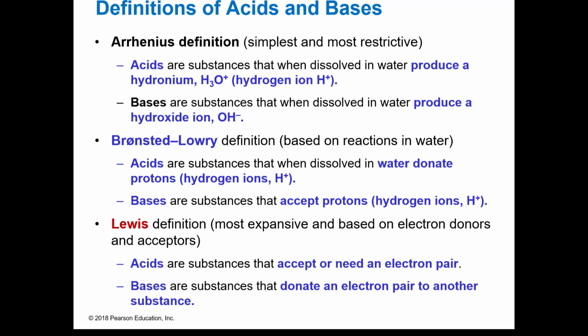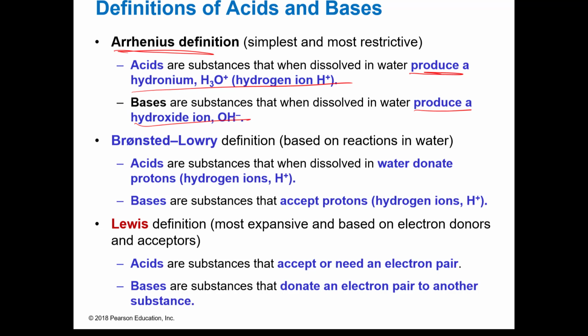So we've had several definitions of acids and bases through the centuries. The simplest and most restrictive is Arrhenius. The Arrhenius definition says that acids, when dissolved in water, will produce a hydronium ion. Bases will produce a hydroxide ion.